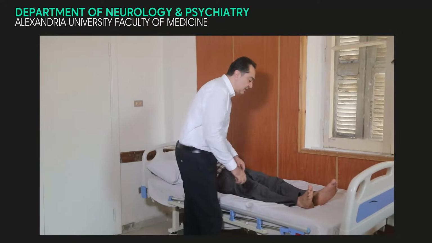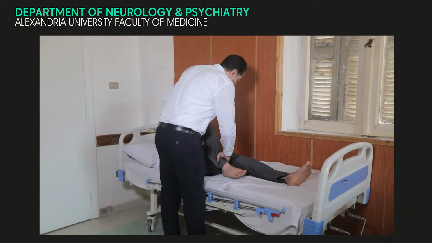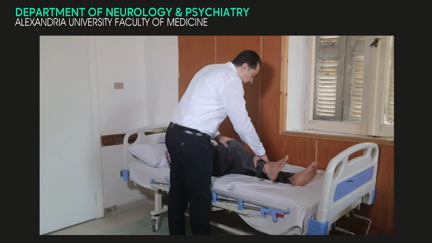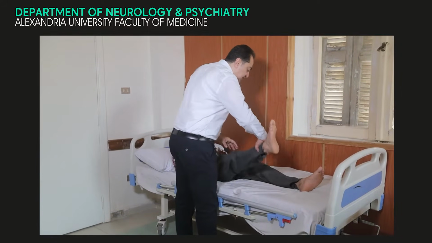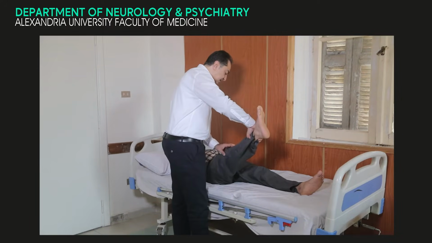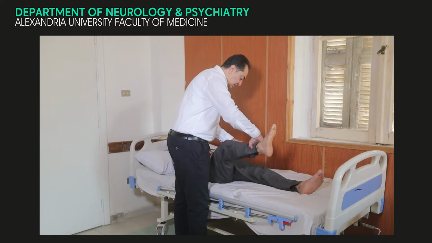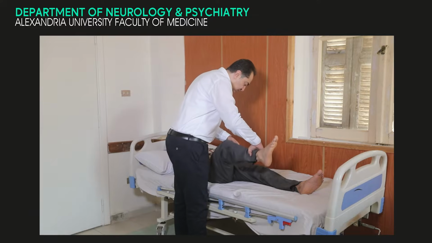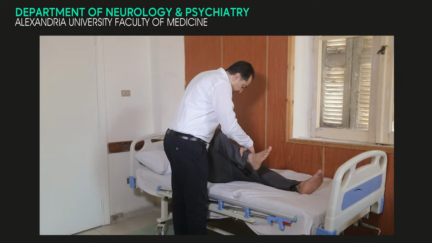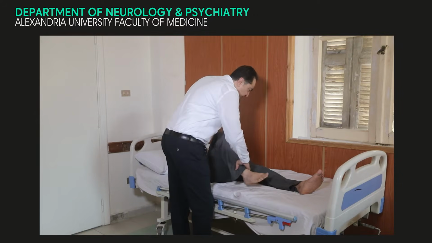And in rigidity, I will have increased tone both during trying to flex and extend, while in spasticity, the tone is increased in the extensors more than flexors. So I will have more resistance with the extensors. Then after 90 degrees, the tone is with the flexors, so it will have some release.